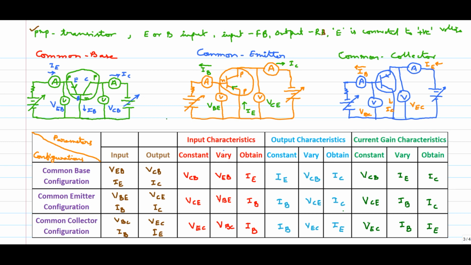Once you draw the diagrams, the identification of input voltage and input current we have already discussed. Once you know that, you can easily complete this table and go ahead with the characteristics. In the next video we will discuss only common base characteristics: how the input characteristics graphs look, how the output characteristics look, and how the current gain characteristics look.